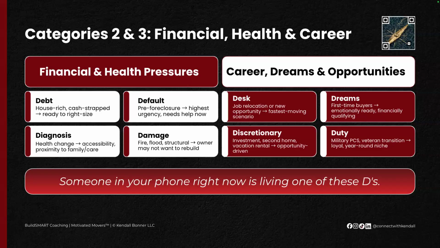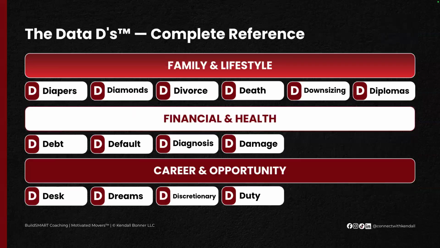And then the quote at the bottom of this slide, I think, says it all. Someone in your phone right now is living one of these data Ds. So here, take it all in, one view. Feel free to take a screenshot so you can keep this as a reference. We have 14 data Ds, 14 reasons real estate transactions happen. And the question I need you sitting with right now is, who in your database is already living one of these?